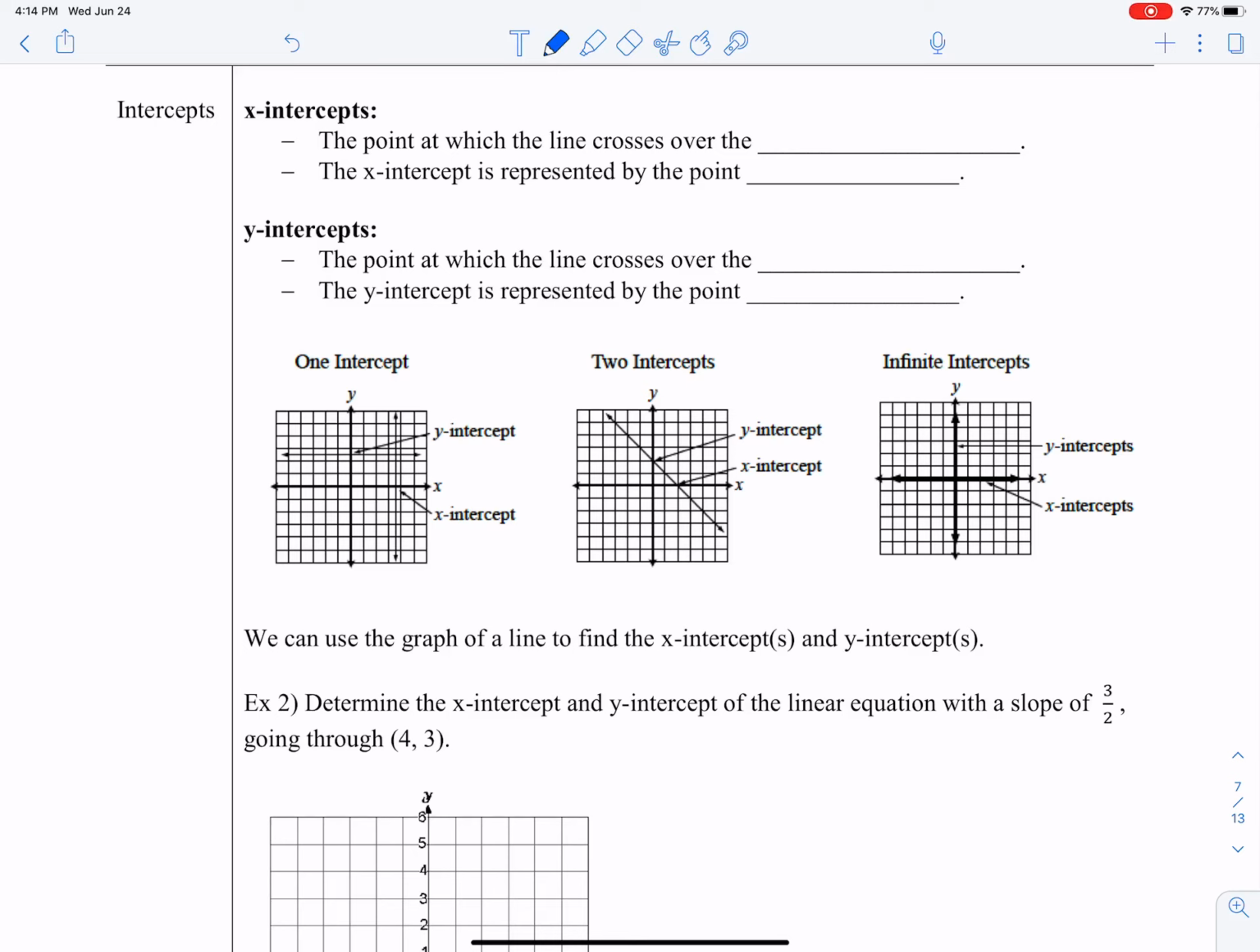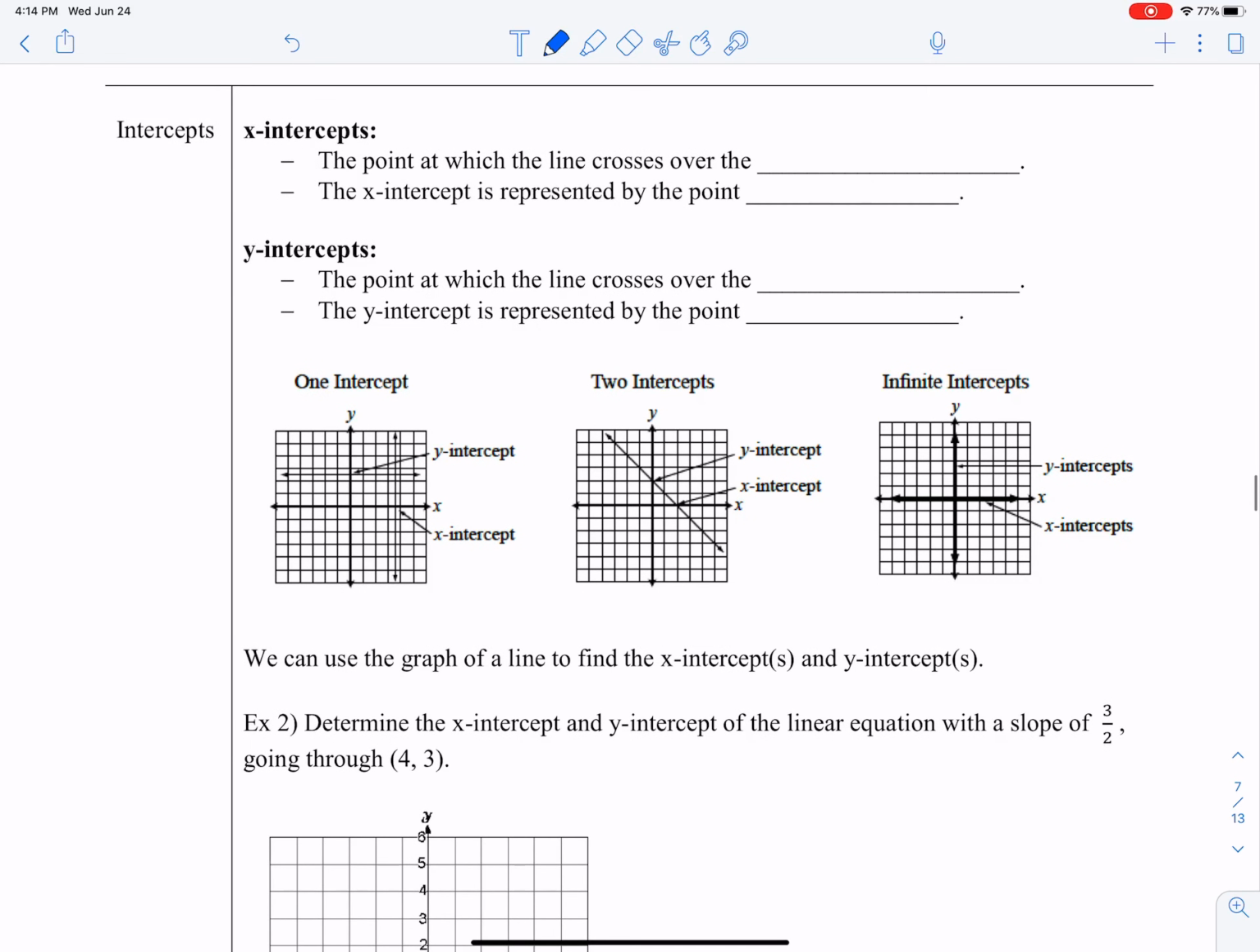This is 4.3 part 2. So here we're going to look more in depth about intercepts. I mentioned them briefly in the last video, but we're going to look at them further now. There are two intercepts: the x-intercept and the y-intercept.